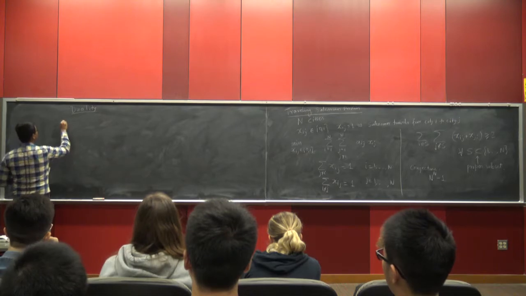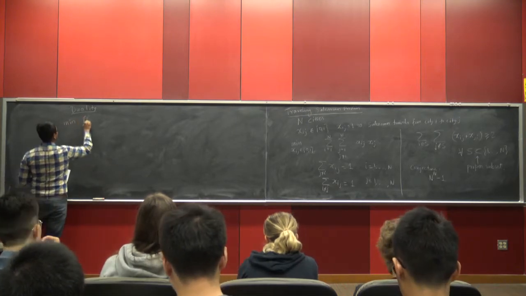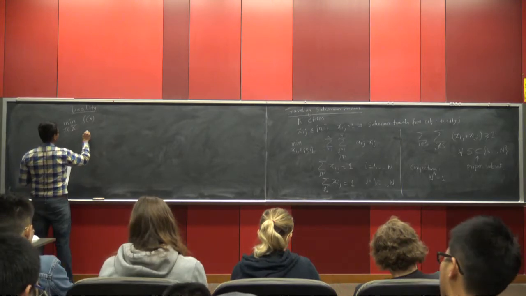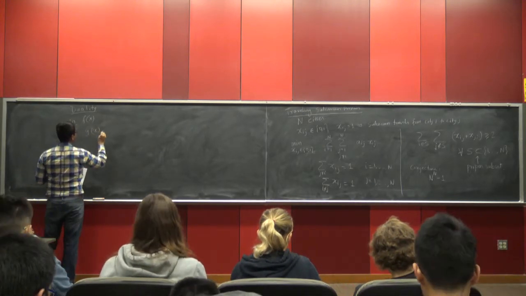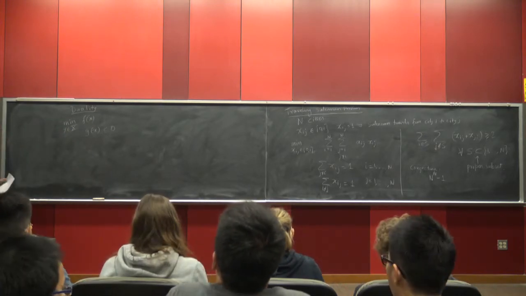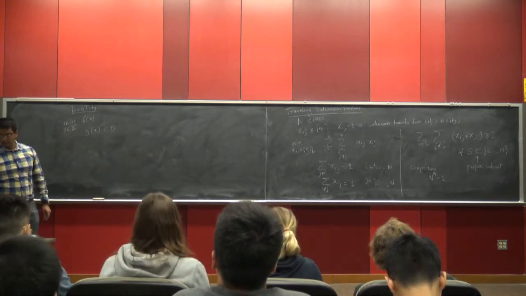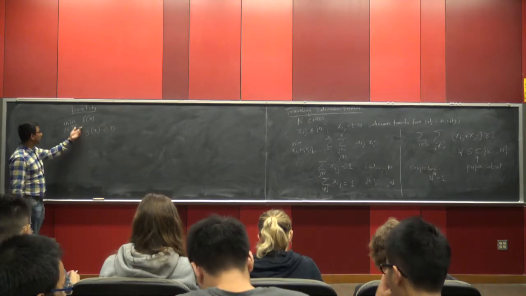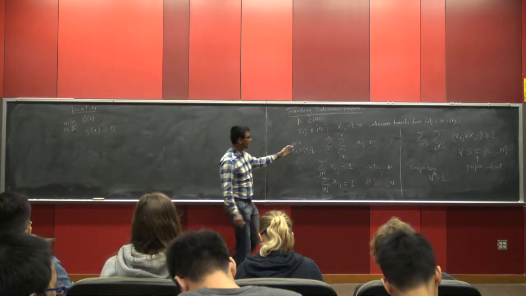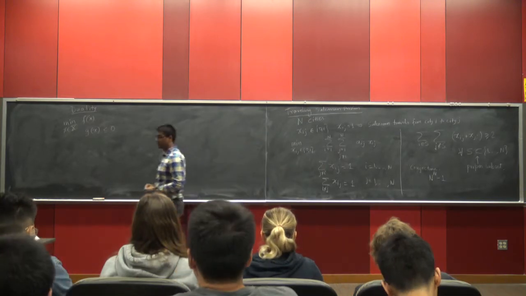So here is the problem. I want to minimize f of x such that x is in capital X, and I have this inequality constraint g of x less than or equal to 0. Okay, and for the time being we'll assume that x is continuous, f is continuous, g is continuous, but later on we'll remove those restrictions and start considering problems of this type.